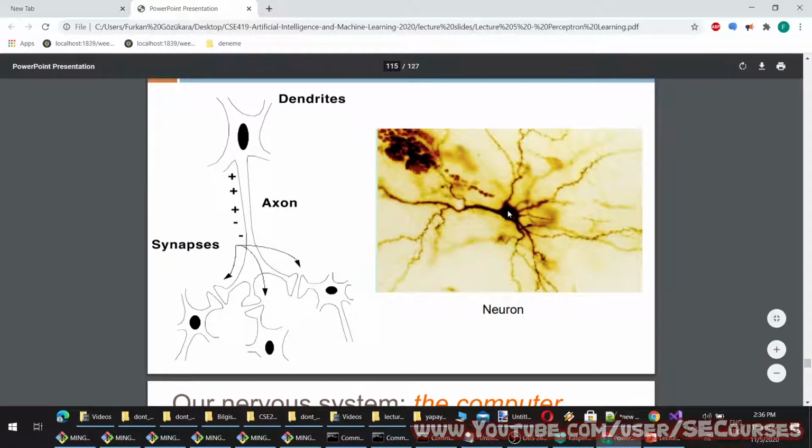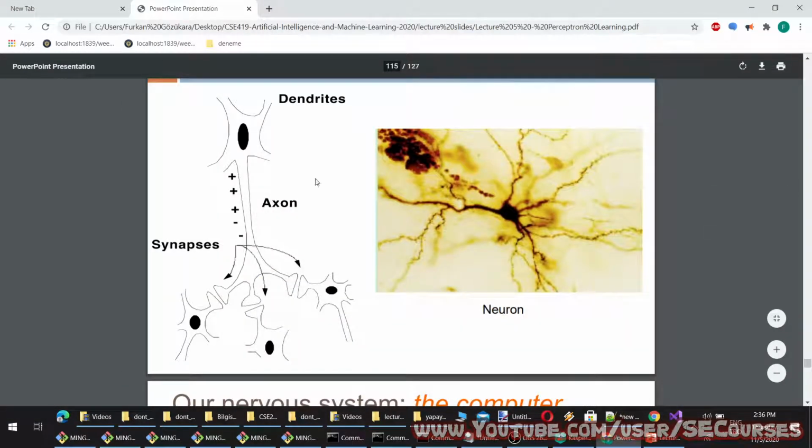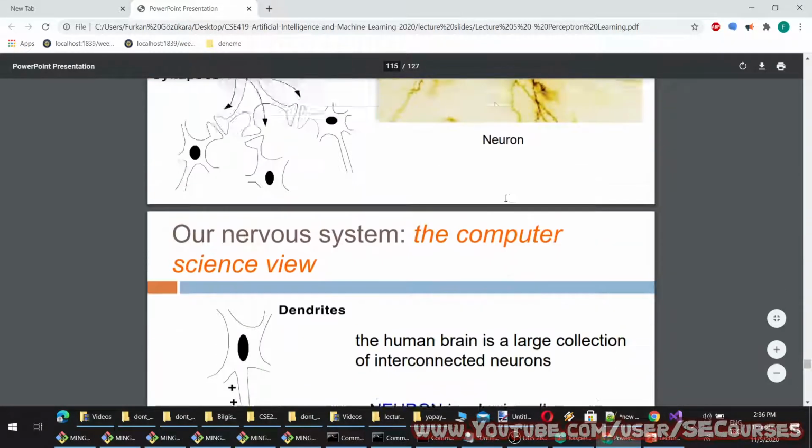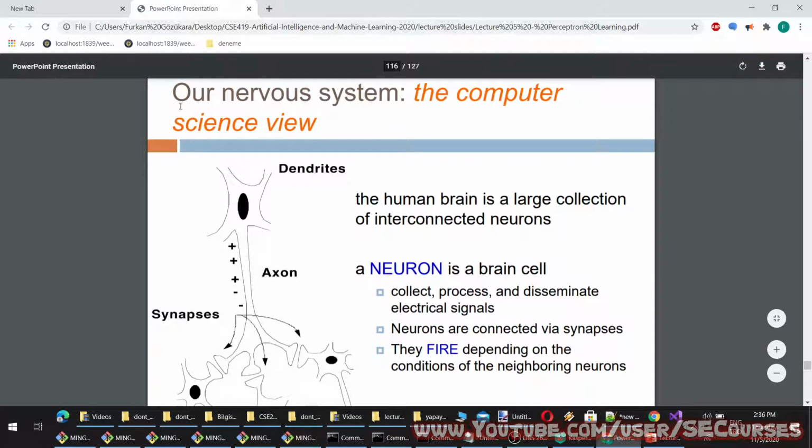You see, this is, I think, a dendrite, and it takes a lot of, let's say, activation. Sorry about the noise. Okay, it takes inputs from the synapses, and based on the activation limit, it activates.